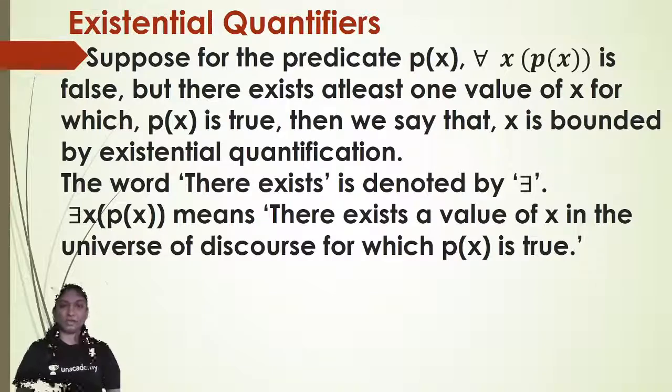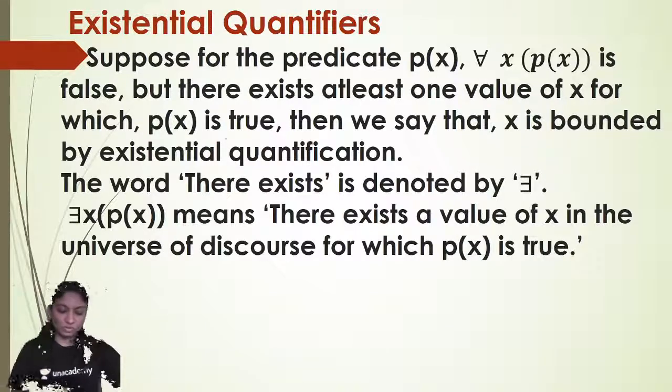Existential quantifier, it means what? Suppose for the predicate p of x, the statement is true for some values of x, not for all values of x, then that is denoted with the help of there exists.